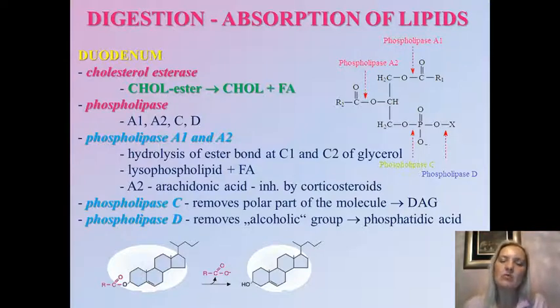Phospholipase C removes the polar part of the molecule, so we have diacylglycerols formed and the polar part of the molecule. And finally, phospholipase D removes the alcoholic group. It's mainly alcoholic, if you remember the general biochem course when we discussed the structure of glycerophospholipids. So phosphatidic acid is released. It was believed that phospholipase D is a plant enzyme, but now we know very well that it's found in the human organism as well, and thus exhibits certain regulatory activity.